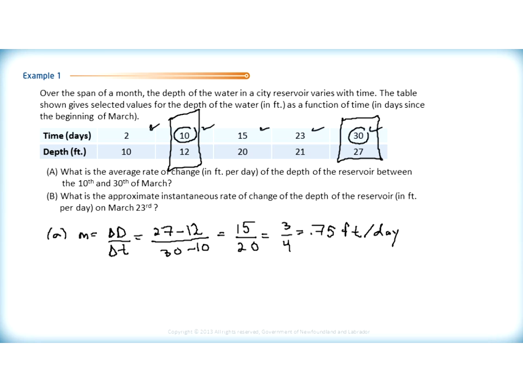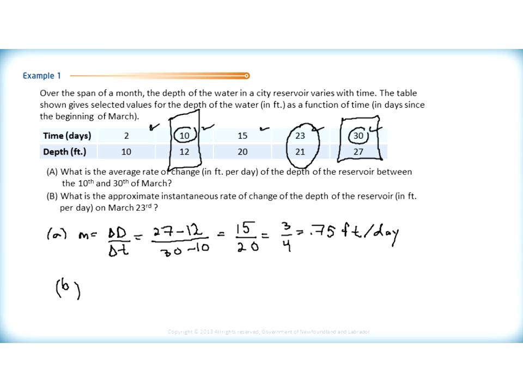Okay. In part B, it says, what is the approximate instantaneous rate of change of the depth of water in feet per day on March 23rd? So now what we want to do is estimate the instantaneous rate of change. Exactly how fast was the depth of the water changing? If I were able to take a snapshot of that one particular instant in time, how fast was the height of the water changing at that time?